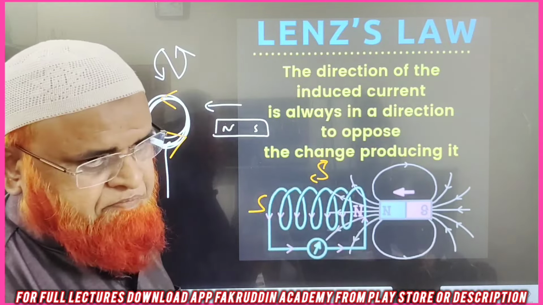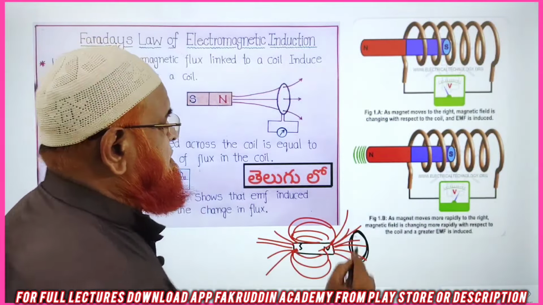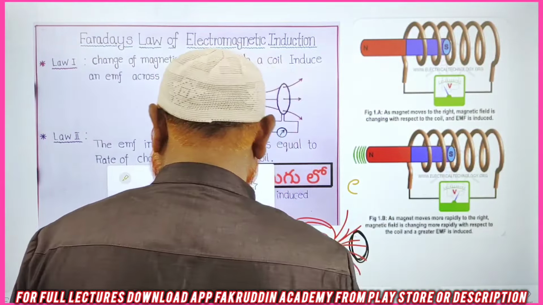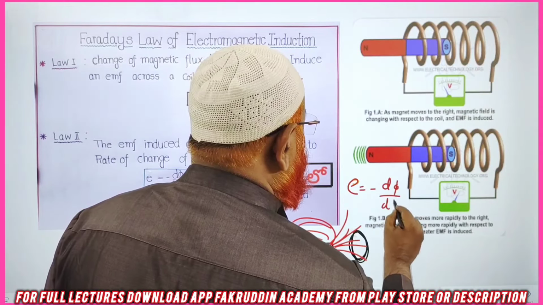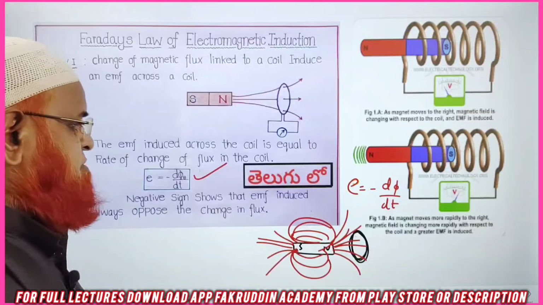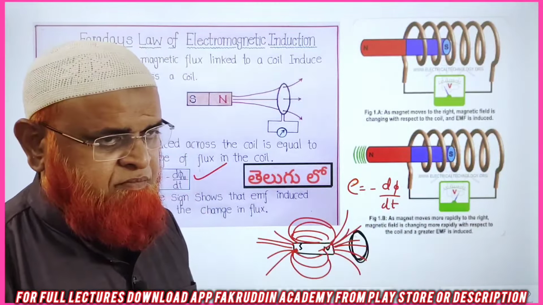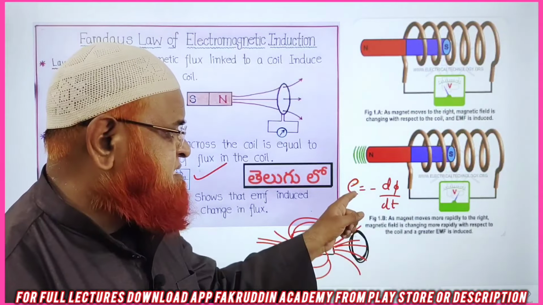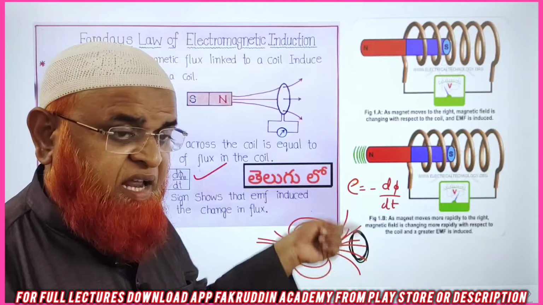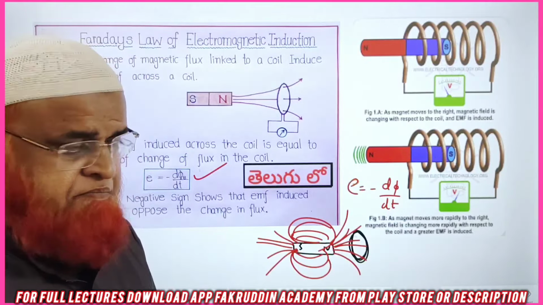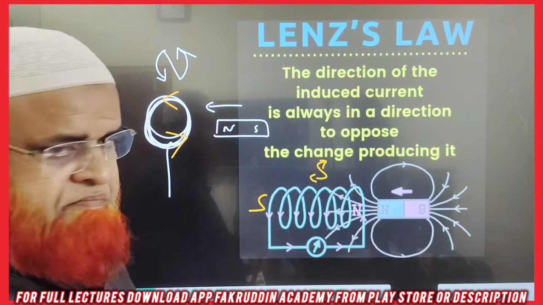That is the negative sign. Why is there a negative sign here? E is equal to minus d phi by dt. Why have we taken d phi by dt? The negative sign here is explained by Lenz's law. The rate of change of flux is directly proportional to EMF; that is explained by Faraday. But the negative sign is explained by Lenz's law. Hope you understood this one. Okay. Clear?